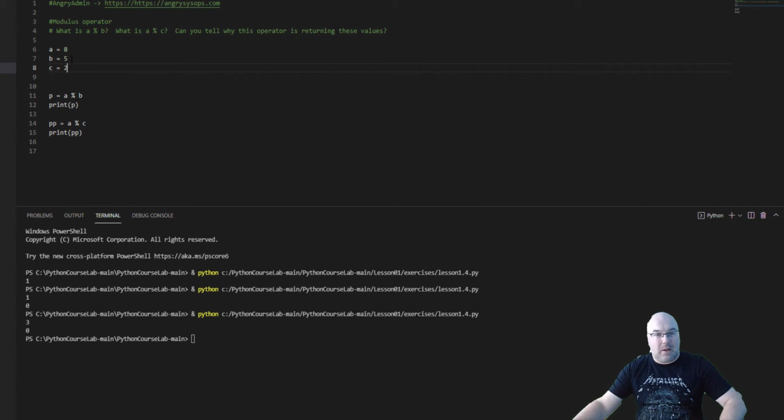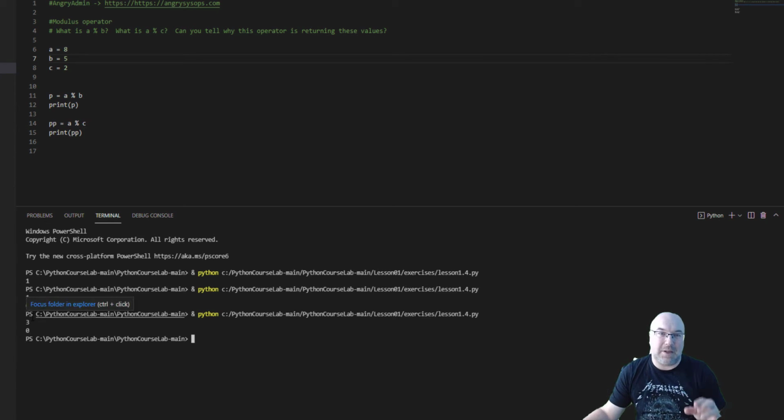Now, 5 multiplied by what gives you 8? It won't. So what you can do is multiply 5 by 1, it's 5, and what's left to 8 is 3. I know it is a bit confusing, but that's how the modulo works.